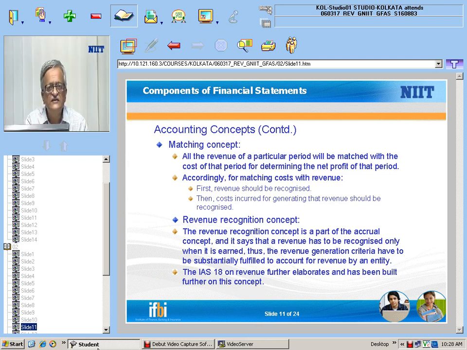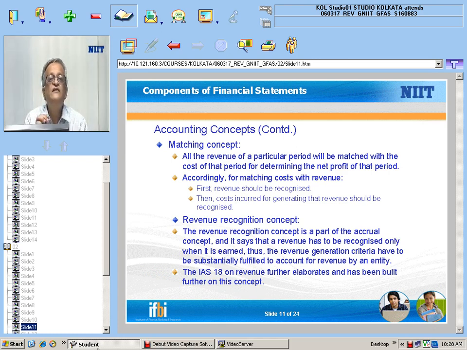If there is a sale, then you will debit accounts receivable and you will credit sales. You are recognizing the revenue. At the same time, the related expenses, say for example the sales commission, have to be recognized. So debit sales commission, credit expenses payable. You keep it separately, but you have to account for it at the same time.